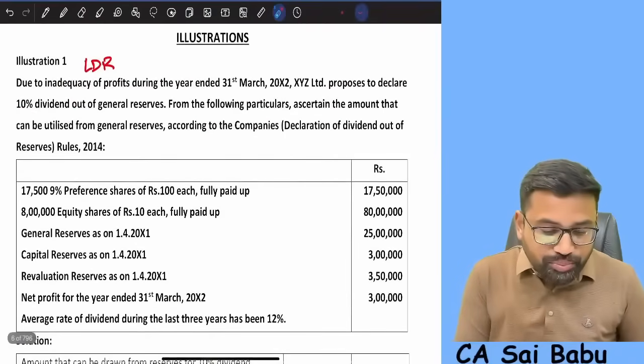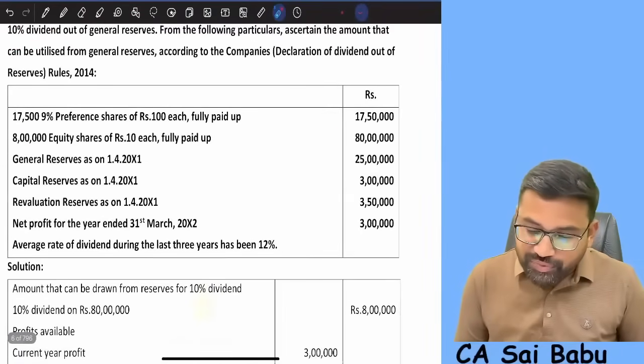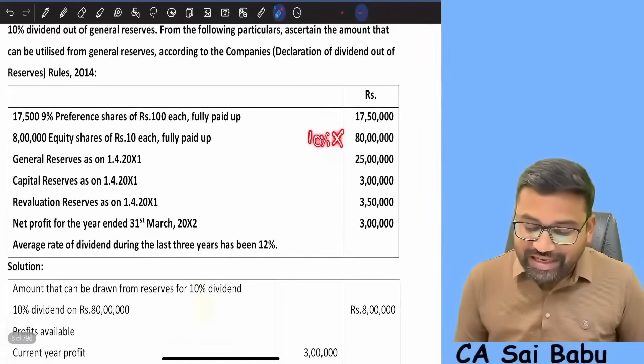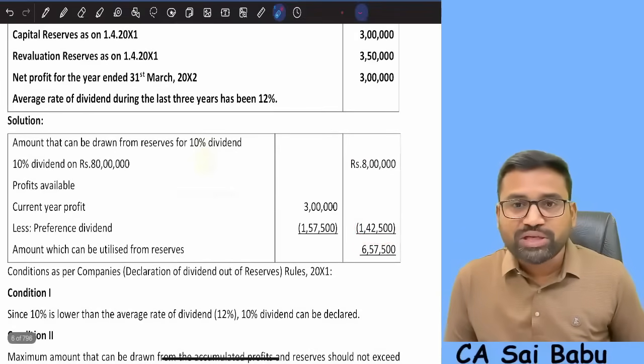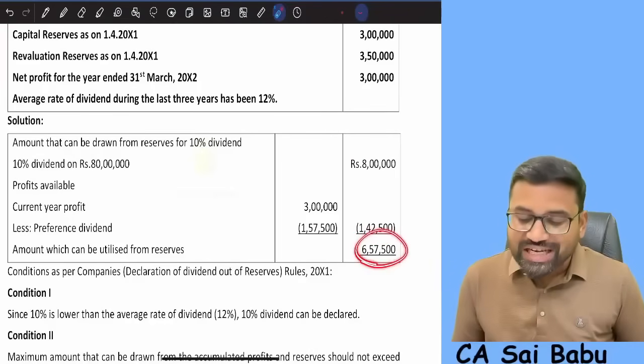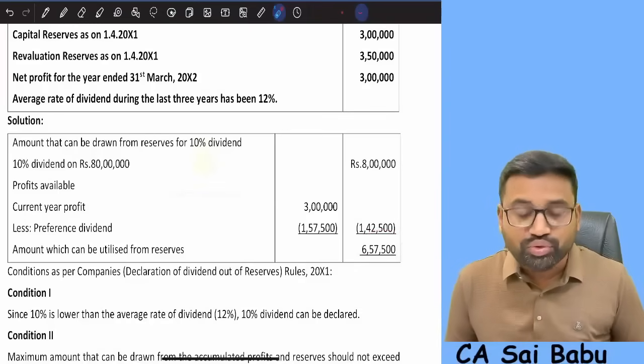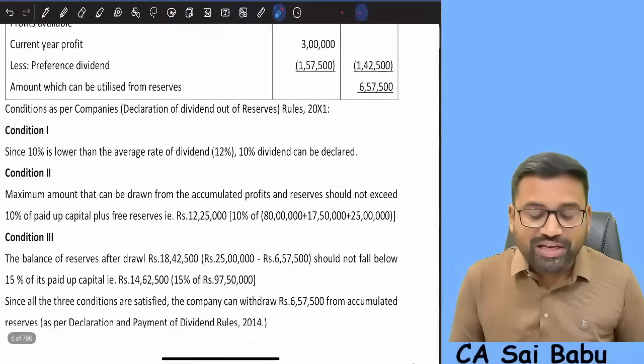But the company wants to pay 10% dividend on equity shares. So 80 lakhs into 10%, 8 lakhs. So 8 lakhs will be the equity dividend, but the profits available is 1 lakh 42,500. Therefore, 6 lakhs 57,500 is what the company wants to take from general reserve. But is it allowed? Apply.